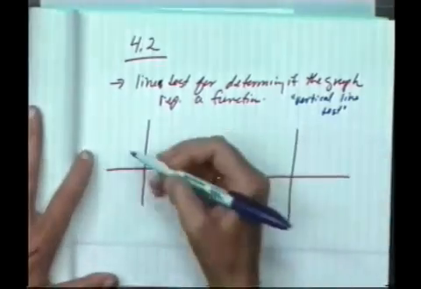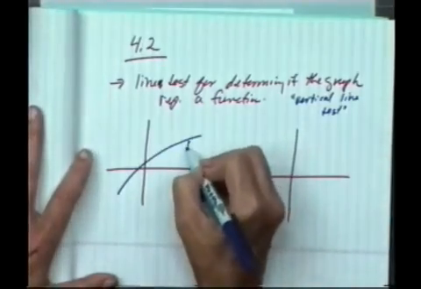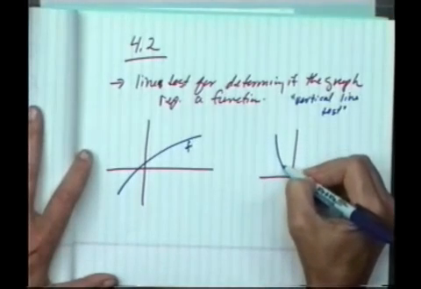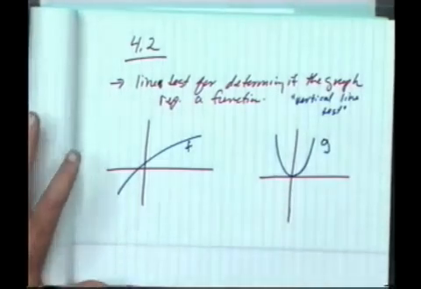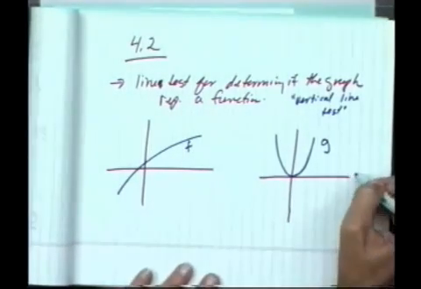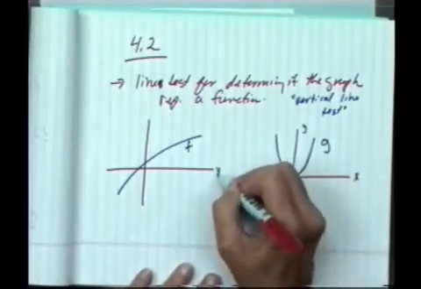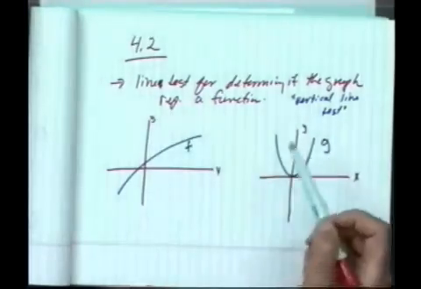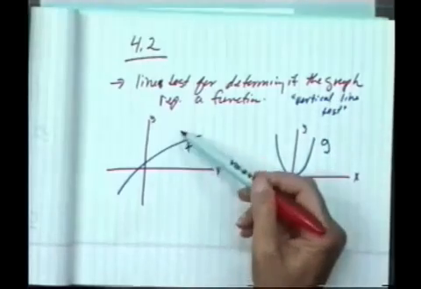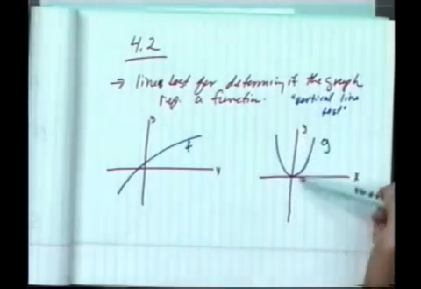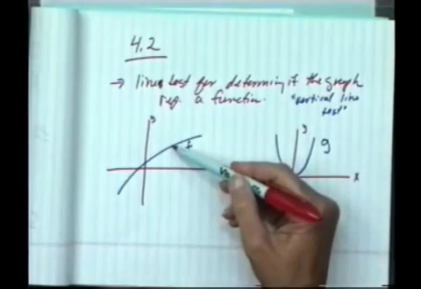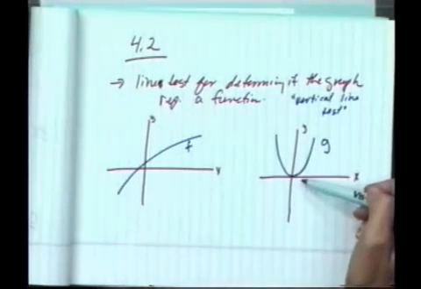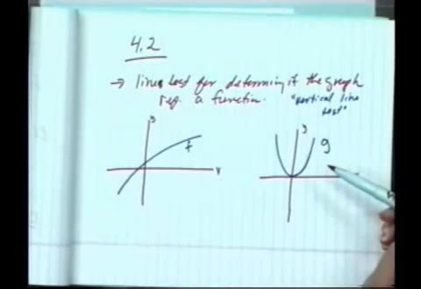All right, here is a function, and here is another function. This is the x-axis, y. Based on the vertical line test, you agree that both of these represent functions. For each x, there is only one choice for y.